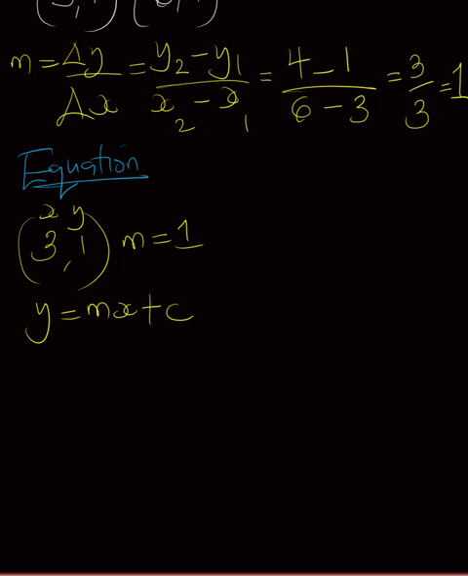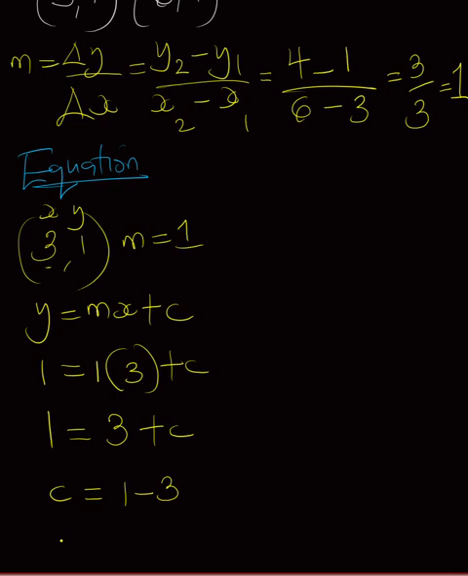So our y is 1. So 1 is equal to m. M is 1. We multiply by x. X is 3. Then plus c. That will be 1 is equal to 3 times 1 is 3, then plus c. So our c will be 1 minus 3. That means c is equal to 1 minus 3 is negative 2.